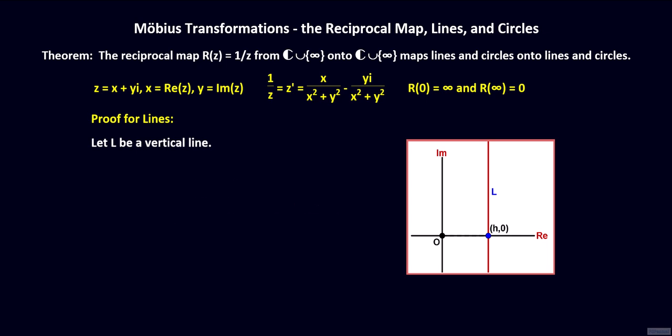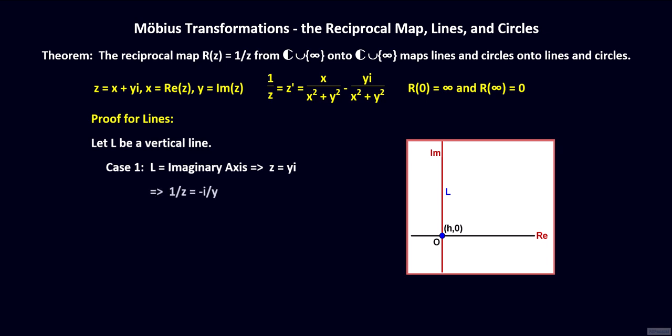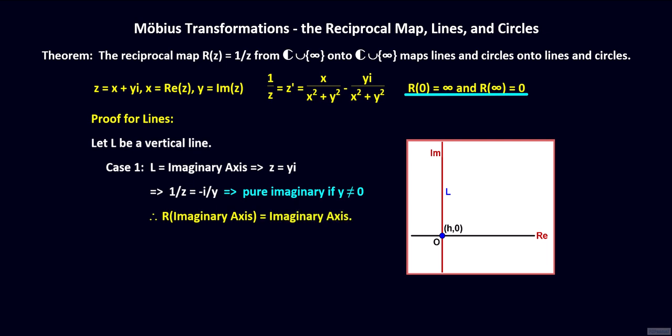First, we consider the case that line L is the imaginary axis, so that z equals y times i. If z is non-zero, 1 over z equals minus i over y, which is pure imaginary, so that 1 over z is still a point on the imaginary axis. R of 0 being infinity and R of infinity being 0 completes line L and its image under the reciprocal map. Therefore, the reciprocal map maps the imaginary axis onto itself.